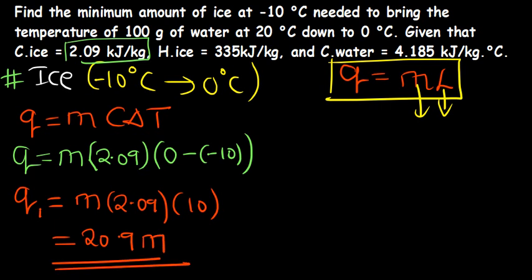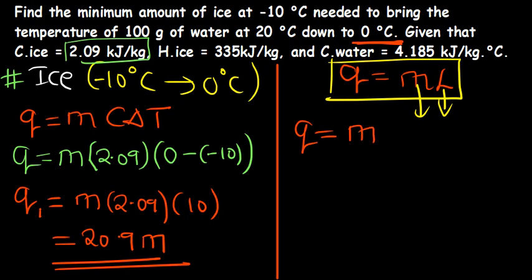Now, this ice is also supposed to be converted to water, because we are told at the end we need to have water at 0 degrees Celsius. So the ice is obviously supposed to become water, right? So we have a conversion of state now. For a conversion of state, we use mL, the mass multiplied by the latent heat of fusion. In this case, that's 355. So Q2 is just 355 M.